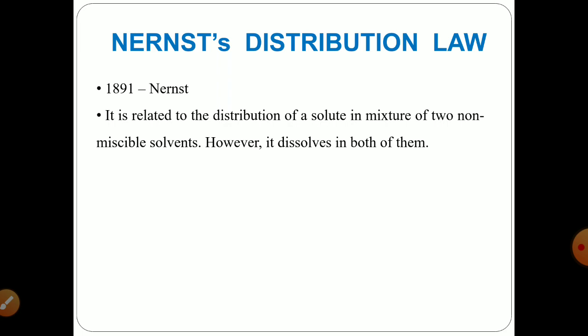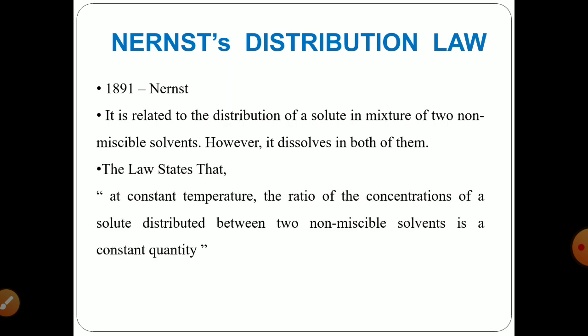This relationship is given by the scientist Nernst in 1891. Nernst in his law states that at constant temperature, the ratio of the concentration of solute distributed between two non-miscible solvents is a constant quantity. Meaning if I have X amount of solute and I distribute that X amount into these non-miscible solvents, then it will distribute in such a way that the concentration of that solute in solvent 1 and the concentration of the same solute in solvent 2 will be in such a proportion that their ratio is a constant quantity.